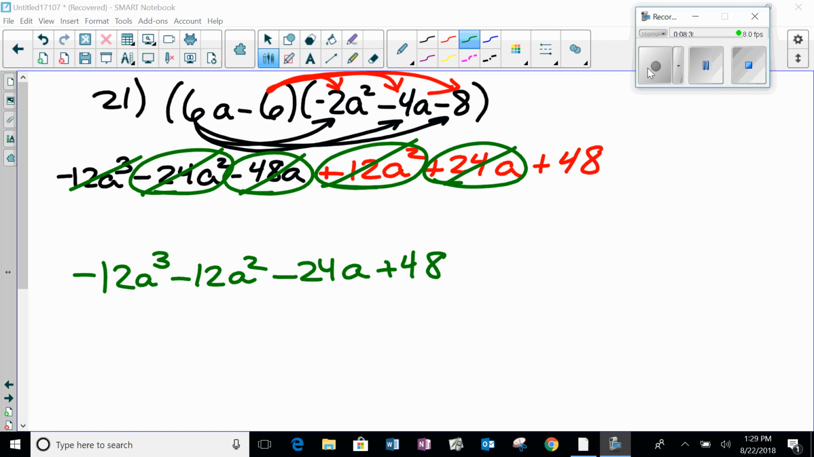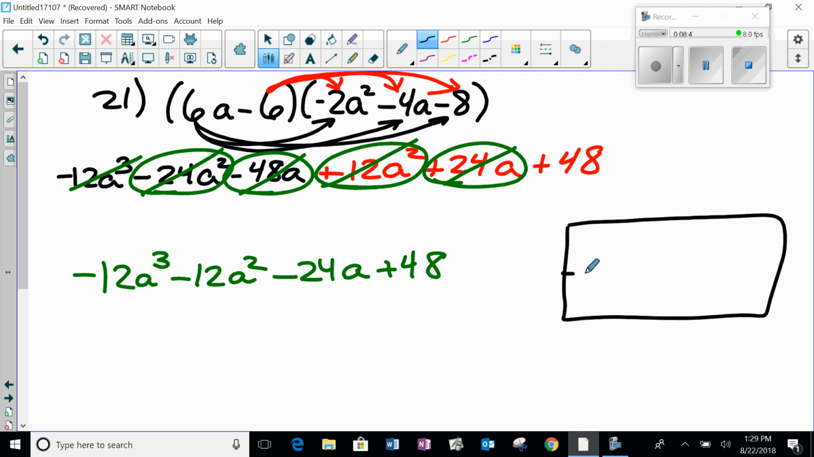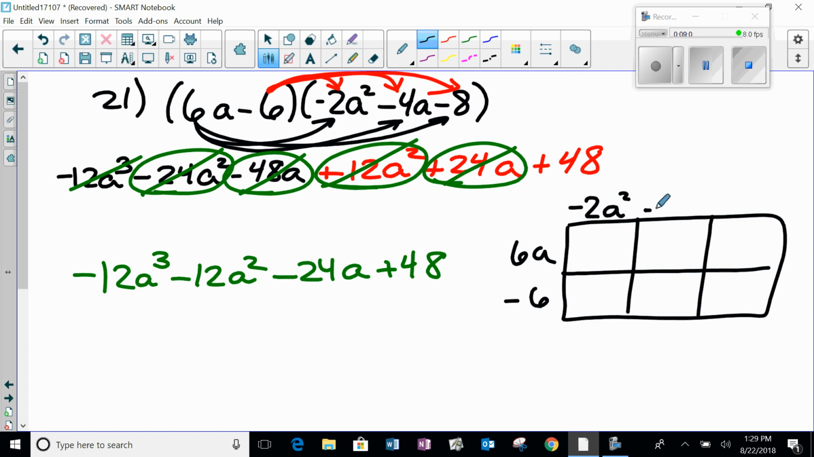All right, I'm going to do the same problem using the box method. So I'm going to draw myself a box. This time, I'm going to have a 2 by 3 box because I have a binomial times a trinomial. So the binomial is 6a minus 6, and the trinomial is negative 2a squared minus 4a minus 8. Now I'm going to fill in the boxes.